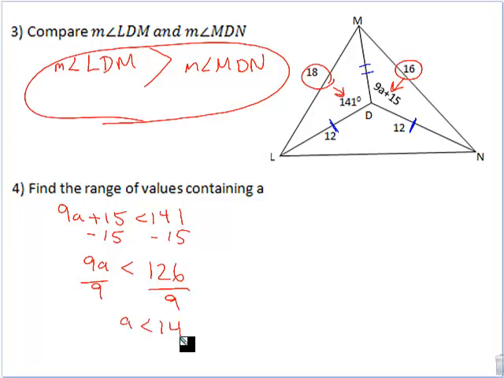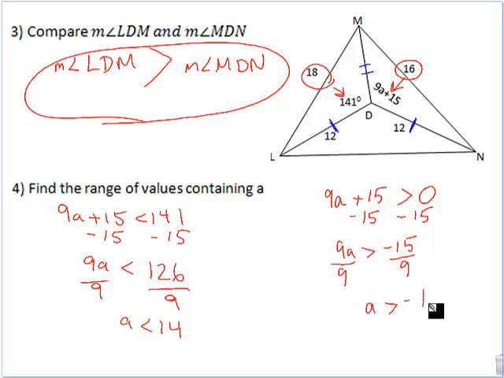What's the second inequality that we're going to have to make here? 9a plus 15 should be greater than 0. It's always greater than 0. Subtract 15. We can't have negative degrees, but certainly there are some values for a here that are negative that would still give us a positive degree measure. So we have 9a is greater than negative 15. Divided by 9.